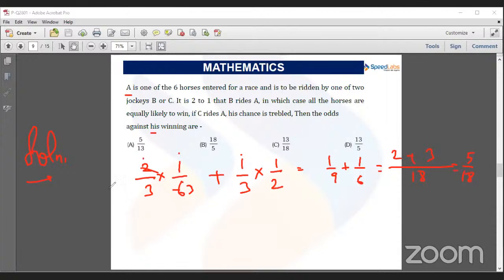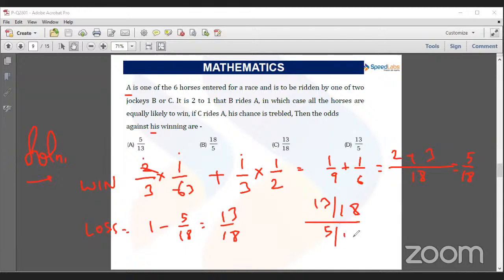So he loses, 1 minus 5 by 18, is 13 by 18. So the odds against would be 13 by 18 divided by 5 by 18, that is 13 upon 5. Any questions?